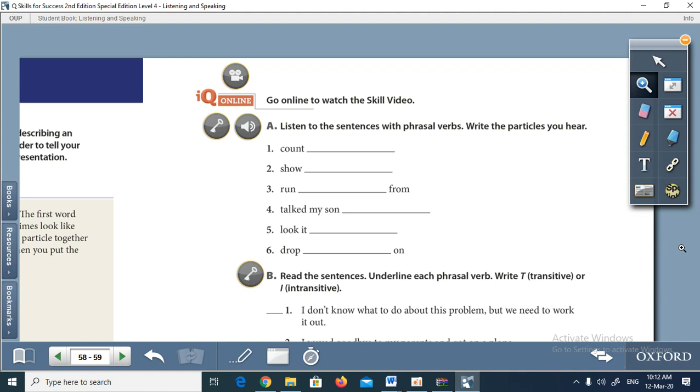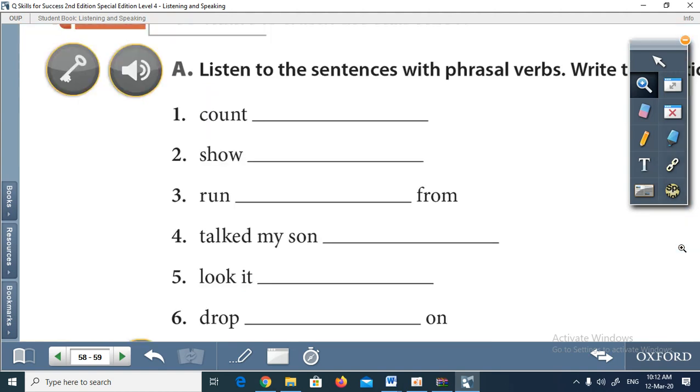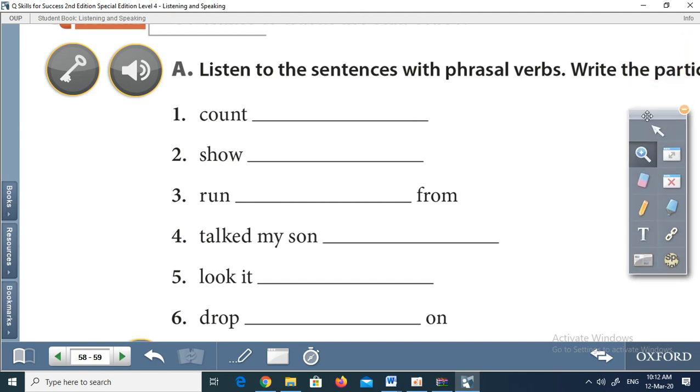It is, as you can see, a listening exercise. So all I will need you guys to do is to listen to the recording twice and then mark in your books the missing word. So for instance, the first phrasal verb is count on, and they need you to put the on there because it is missing.